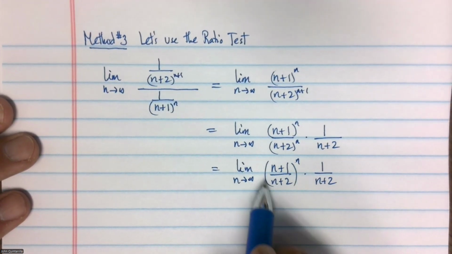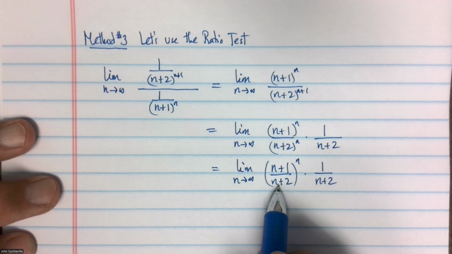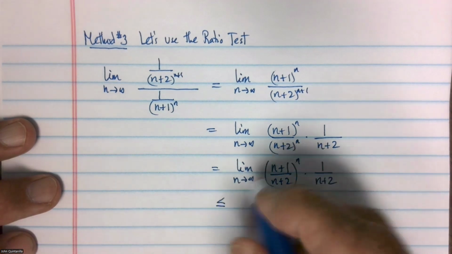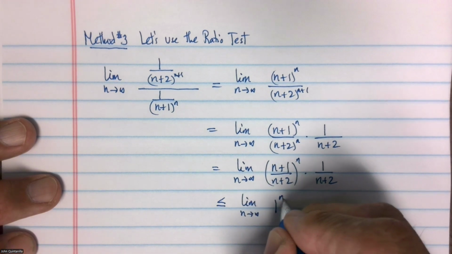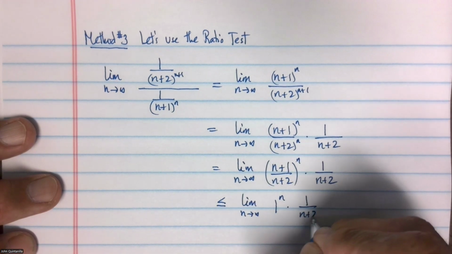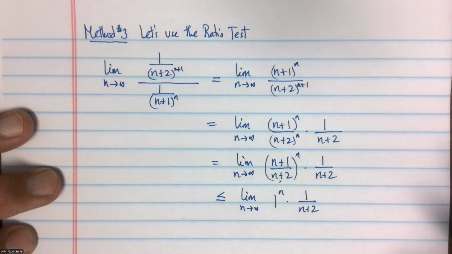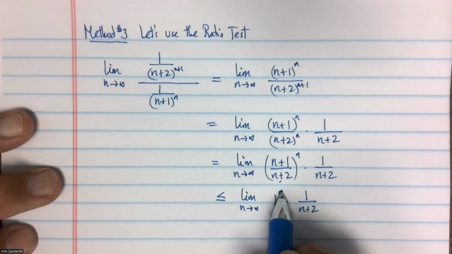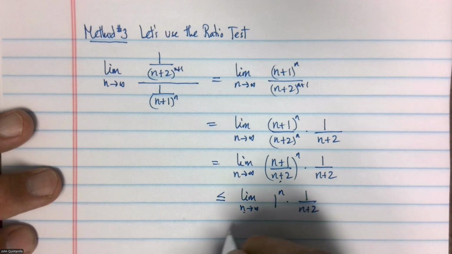Now, I can evaluate this. It turns out the answer is 1 over e. But the important thing for the purpose of this problem is that this fraction here is less than 1. So that's less than or equal to the limit as n approaches infinity of 1 to the n times 1 over (n plus 2). This fraction is less than 1. The numerator is strictly less than the denominator. Now, 1 to the n is always 1, and as n goes to infinity, that goes to 0.